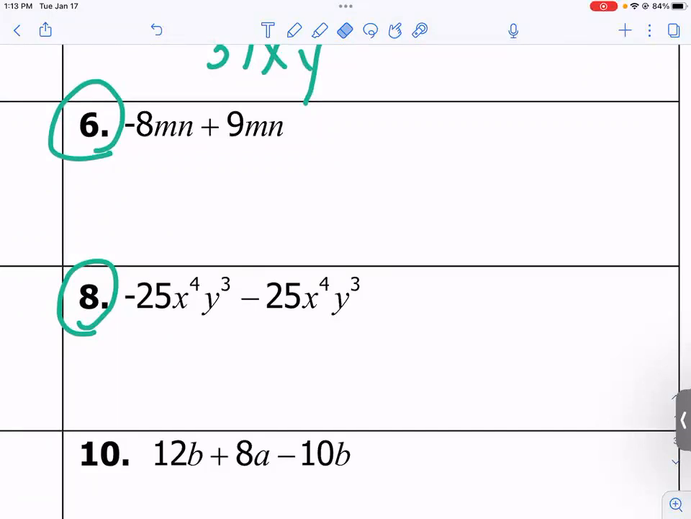All right, Avery, what did you and Maddie get for number 6? OP? And then OP, QRS. Okay. All right, 1 MN, do you agree? Yes. Do you have to write the 1? No. You do not have to write the 1. You can write MN or you can write 1 MN. Both mean the same thing. Okay.